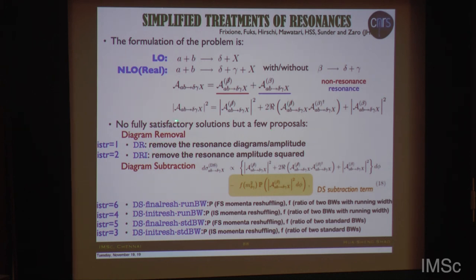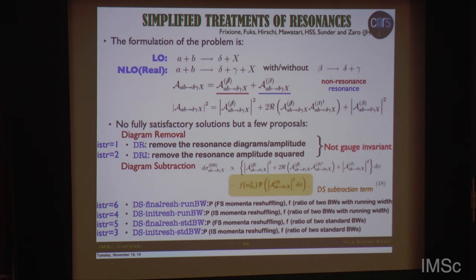It's a diagram removal improved approach, it means, okay? Then I can do better, much better than this. I mean, this is very simple, just remove the diagrams or remove the amplitude squared. I can do better. Better is I construct the counter terms instead of removing this diagram directly. And why we do this, I will explain a bit later to you.